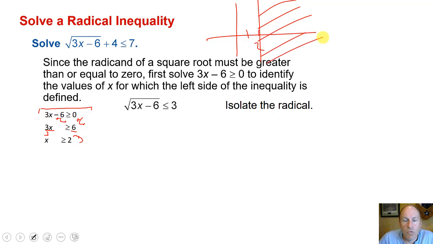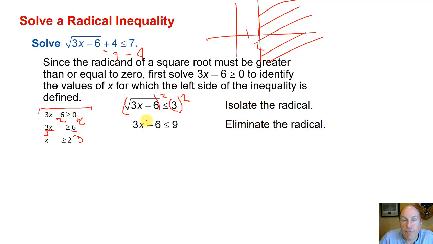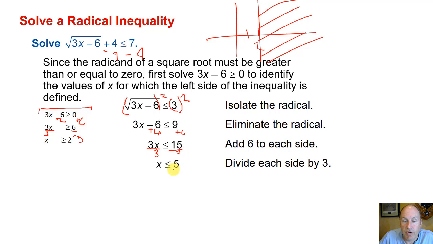Having done that, we're going to go ahead and isolate the radical by subtracting 4 from both sides. And that gives us the square root of 3x minus 6 less than or equal to 3. Now we're going to square both sides to get rid of the radical. When we do that, we get 3x minus 6 less than or equal to 9, because 3 squared is 9. Now we're going to add 6 to both sides, giving us 3x less than or equal to 15. Then we're going to finally divide by 3 to give us x less than or equal to 5.